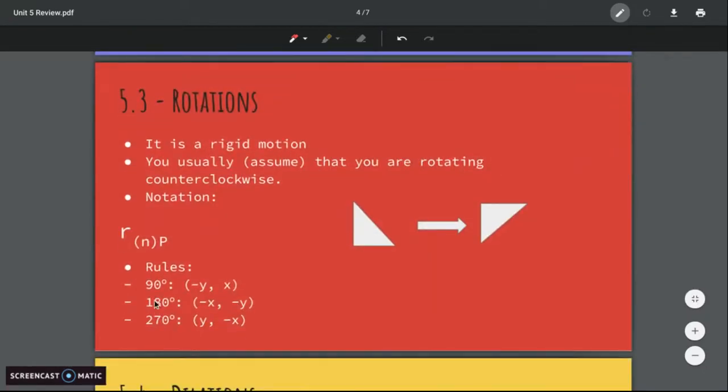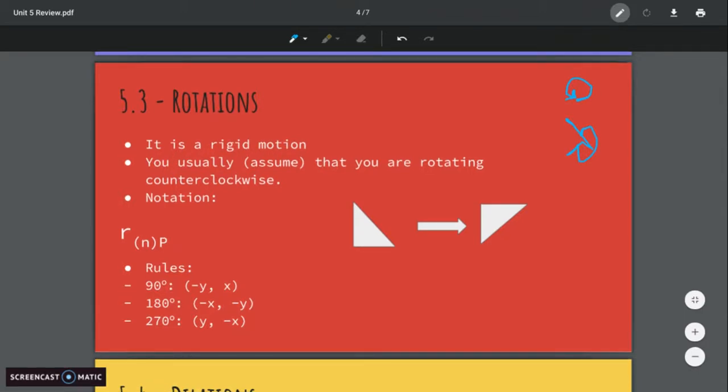All right, then we talked about rotations, and I should change my marker color because it will not show up on red. It's also a rigid motion. You're just turning a different way. And you should always assume that you're rotating counterclockwise. So think, what way does the clock go? The hand goes this way. Counter means not, so it's not going that way. It's going this way. If it says that you're going clockwise, then do that.